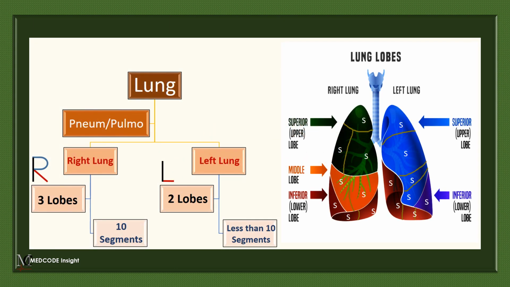The lungs, also known as pneumo or pulmo, consist of three lobes on the right side: upper, middle, and lower, and two lobes on the left side: upper and lower. Each lobe is further divided into segments. The right lung has about 10 segments, while the left lung has fewer than 10.